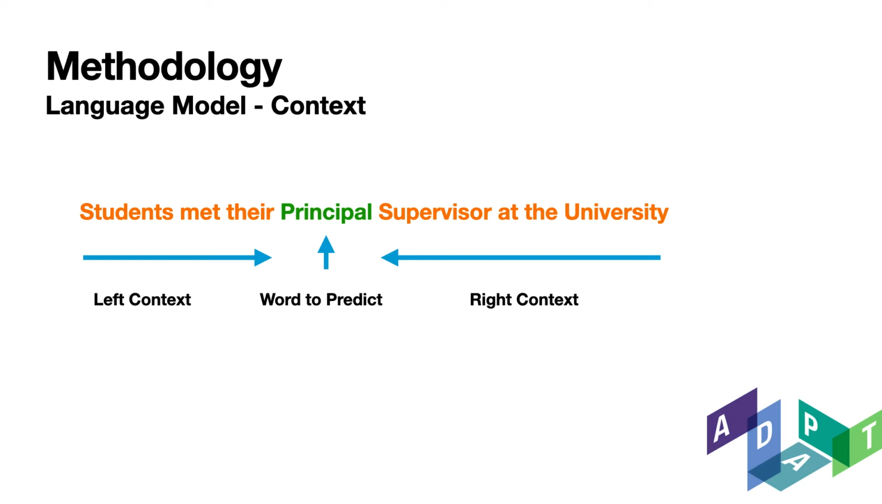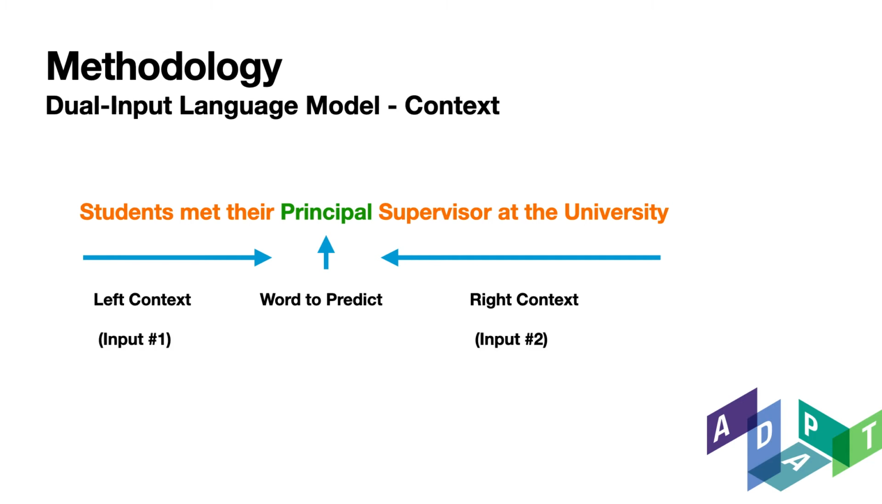See this example. Here, the word principle is affected by both the words before and after it. In other words, it has a left context and right context. Regular language modeling cannot deal with this because it takes only the left context as input. So our solution is to use a dual input language model, which takes both the right context and the left context as inputs.